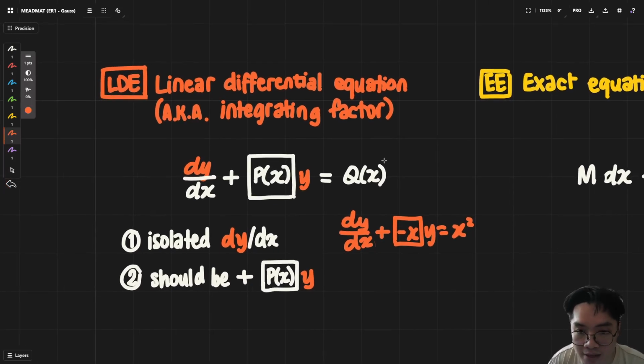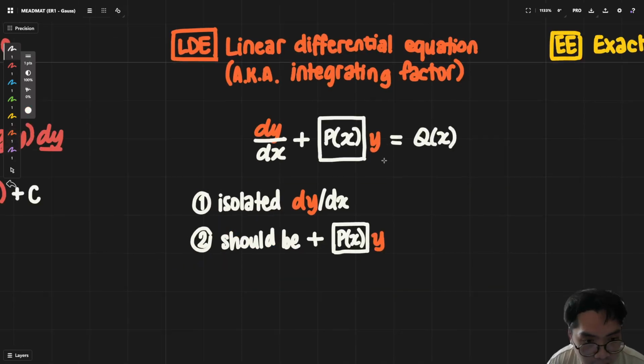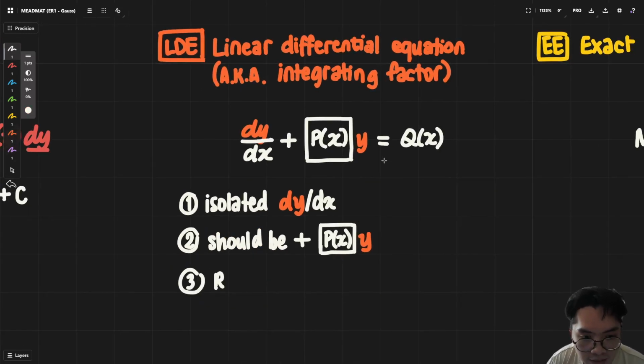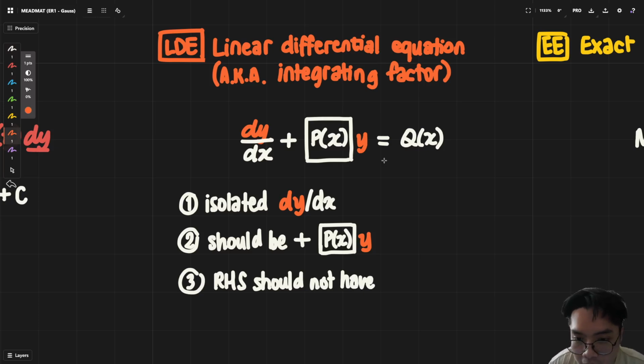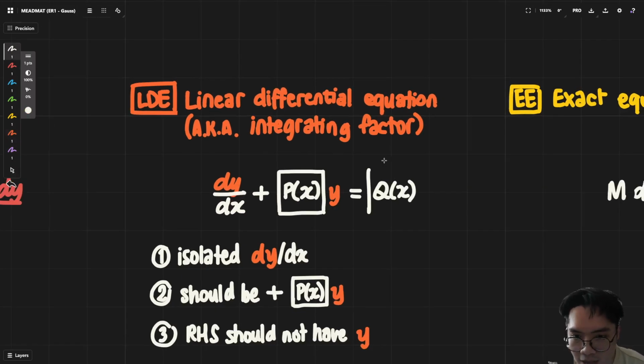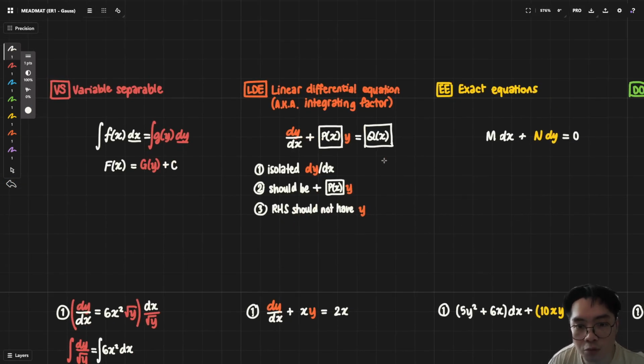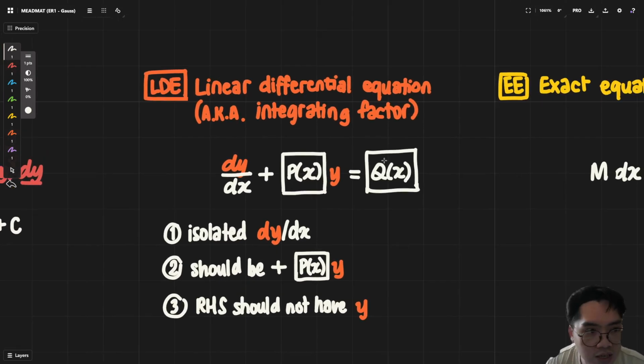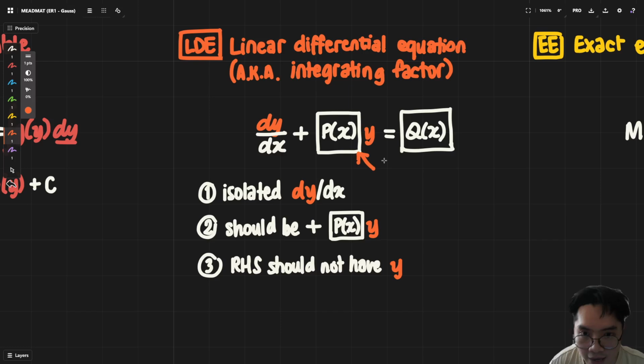Please put these things in a box, as well as number 3. The right hand side should not have y. That's it, should not have y. For good measure, you might want to put it in another box, but that is a little bit more unnecessary than earlier. Why is this the case? Because the way we're supposed to solve this is through this value of P(x). Whatever this function is, it is very important because that is how we'll solve this.